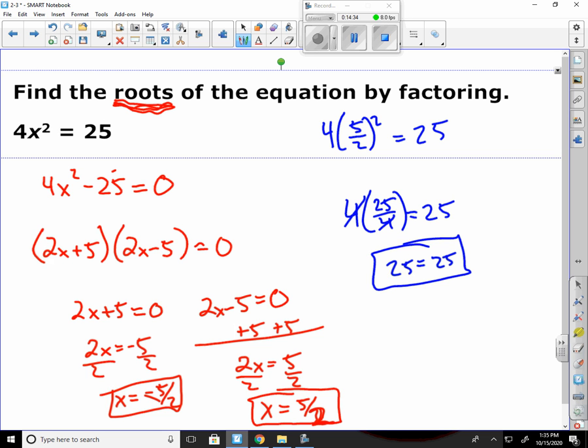That's true, so I know that's a root. If I check negative 5 over 2 squared, it's the same thing. When I square a negative times a negative, it's a positive. So that would give me 25 over 4 again, times 4 equals 25. The 4's are going to cancel. 25 equals 25.